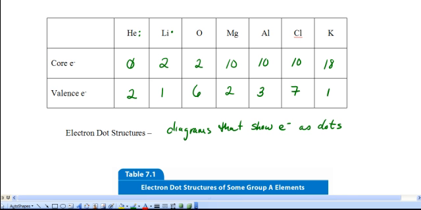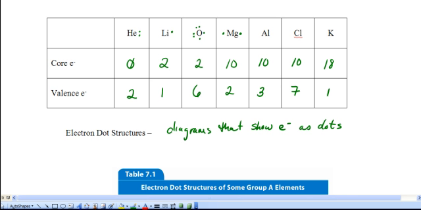The way we typically do it, we'll go around the atom once, so 1, 2, 3, 4, and now you can place the other 2 dots next to one of the other dots. So that would be a total of 6 valence electrons. Magnesium only has 2 valence electrons, so we can put either one on each side or one on top and one on the side. That would be fine.